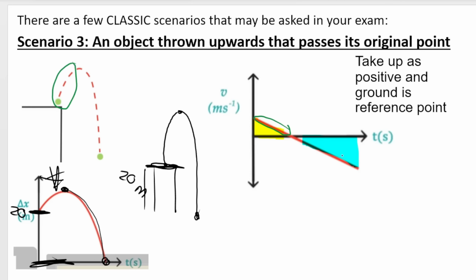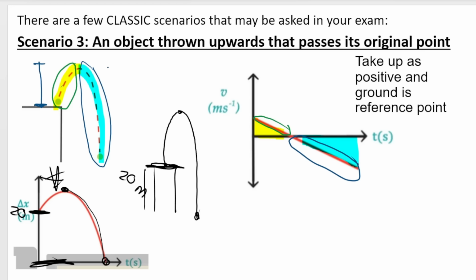When the velocity time graph is below the x-axis, the object is moving in the opposite direction. So where you see yellow, that's when the object is moving upwards. When you see blue, that's when the object is moving downwards. Now, which of these travels a further distance, the yellow or the blue? Well, obviously the blue, because for the yellow, you're just going from the top of the building up to the maximum height. For the blue, you're going from the maximum height all the way down to the ground.